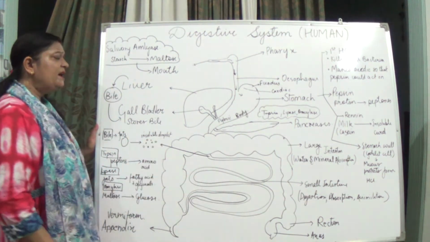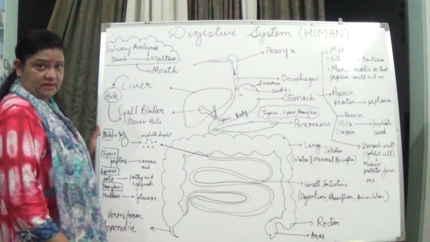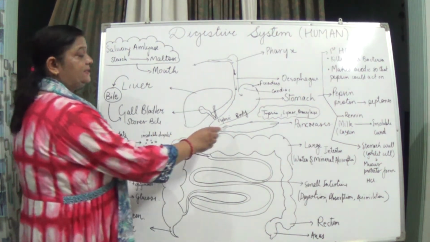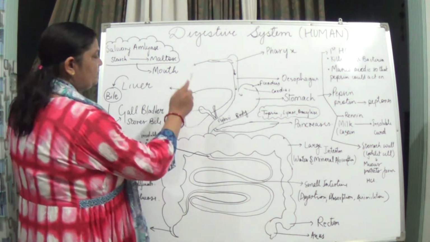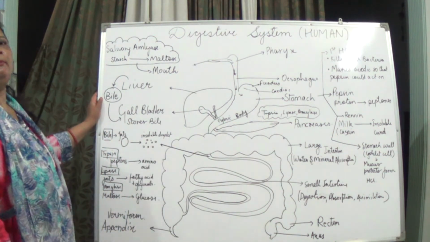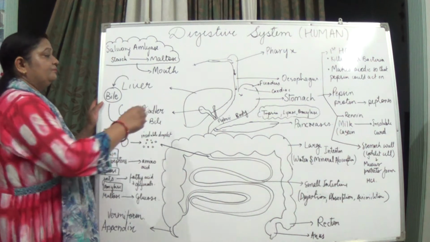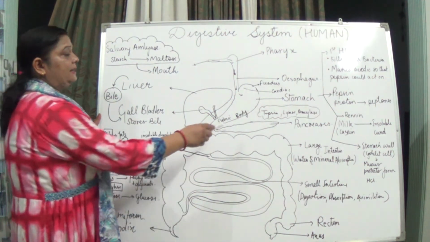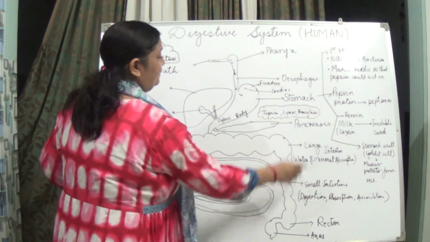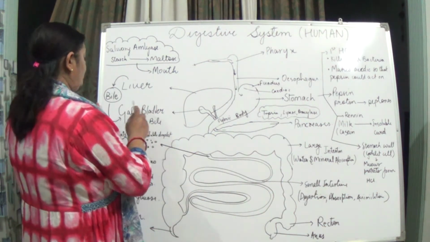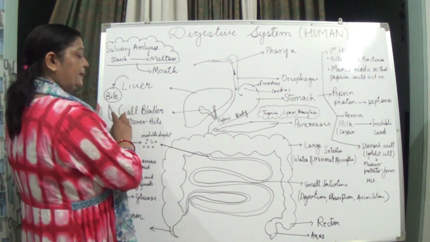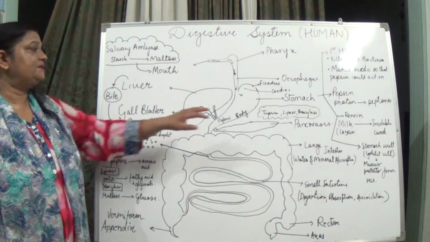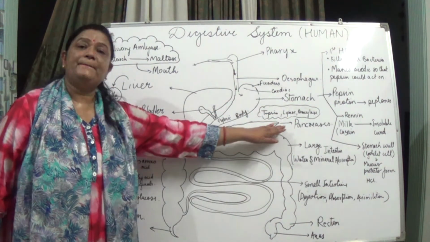This small intestine secretes its own enzymes also, and yes, it gets the secretions of the liver as well as the pancreas. So what is the function of the liver? It secretes bile. This bile, after secretion, is stored in the gallbladder. The pancreas secretes trypsin, lipase, and amylase, these three enzymes. So the small intestine gets the bile as well as trypsin, lipase, and amylase. Bile from the liver, trypsin, lipase, and amylase from the pancreas.